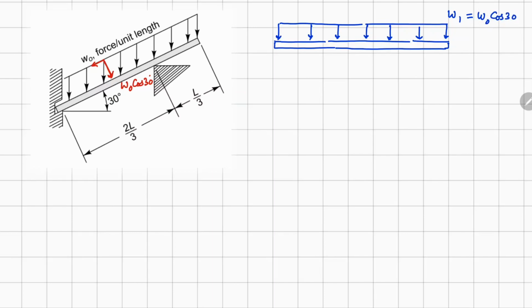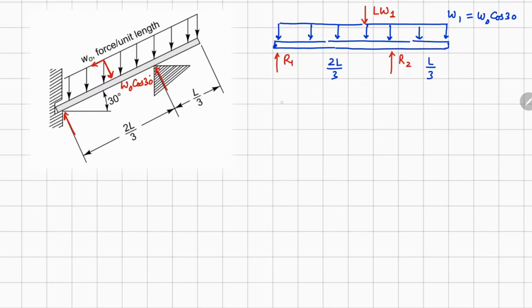In terms of reactions, we are going to get reactions at this point here and at this point here. So here we'll have R1 and somewhere here we'll have R2, and these distances are 2L over 3 and L over 3. This uniform load, we can replace by a point load, and the total length is L, W0 cos 30, so we can write it as L times W1.